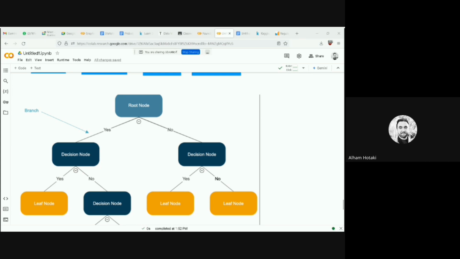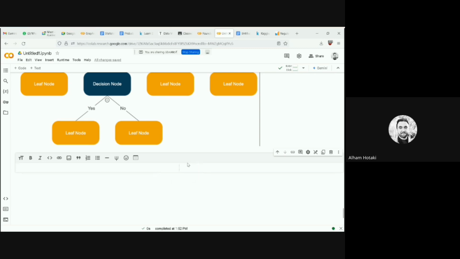Branches are all those lines. Those lines have weightings as well sometimes. Then you will understand what branching is. You will be coming to that later on. So this is how you will be understanding that.